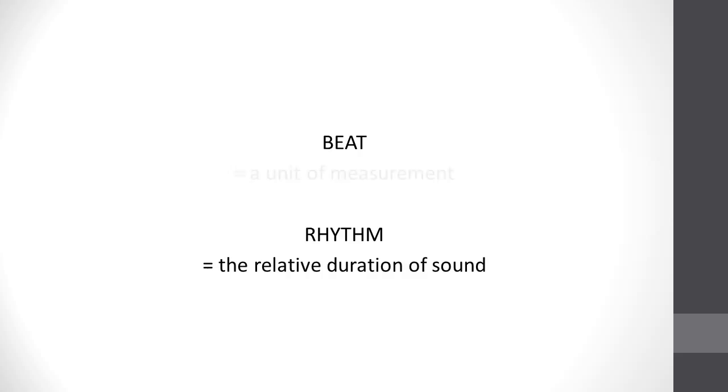People often comment that a song has a nice beat, when what they're actually referring to is the song's rhythm. Although beat and rhythm are often used interchangeably, they are not the same thing. Rhythm deals with the relative duration of sound, whereas beat is a unit of measurement. Let's explain what is meant by this.